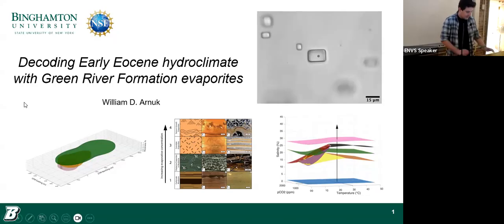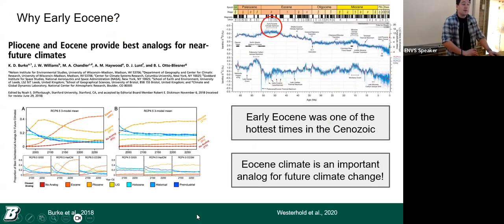So, my first question to sort of guide this discussion today is why the early Eocene? And for those that are not familiar with deep time, geologic time, the early Eocene was about 50 million years ago to maybe about 35 million years ago. So a little bit abstract for us to think that far back in the past.